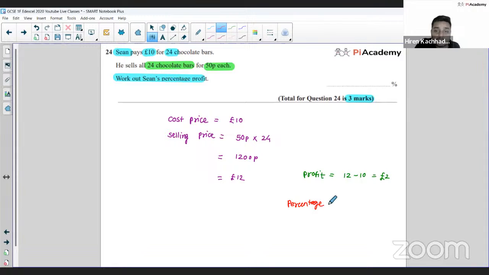For percentage profit, what is the formula? The formula is profit divided by cost price, or you can say CP, times 100. This is the formula, right? So profit is 2 pounds and the cost price is 10, and we times by 100. Agree, everyone? It's very easy. You can cancel this 0 and this 0. So 2 times 10, that is 20%. So here the percentage profit is 20%, okay? And Zaika and Coimbatore, very good. You are doing well.